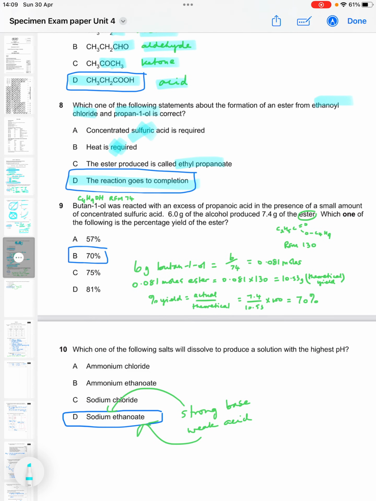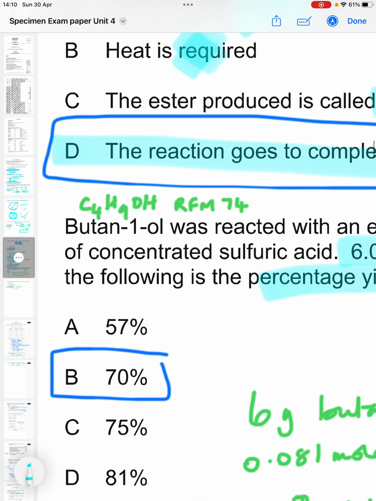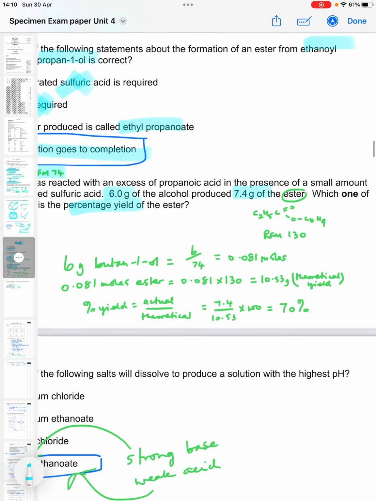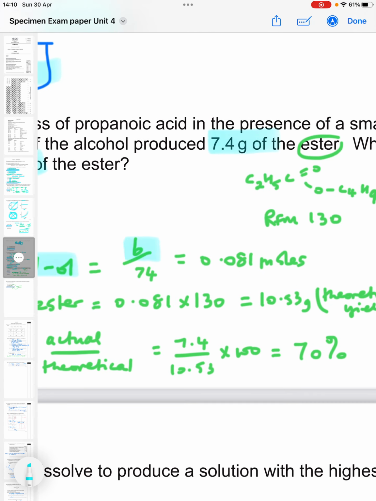Number 9, butan-1-ol was reacted with an excess of propanoic acid in the presence of a small amount of concentrated sulfuric acid. 6 grams of the alcohol produced 7.4 grams of the ester. Which one of the following is the percentage yield of the ester? So quite a bit of working out here to do for just the 1 mark. The first thing is to work out the formula mass of your butan-1-ol, which is C4H9OH. So the formula mass is 74. The number of moles is the mass divided by the formula mass, 6 over 74, so that's 0.081 moles.